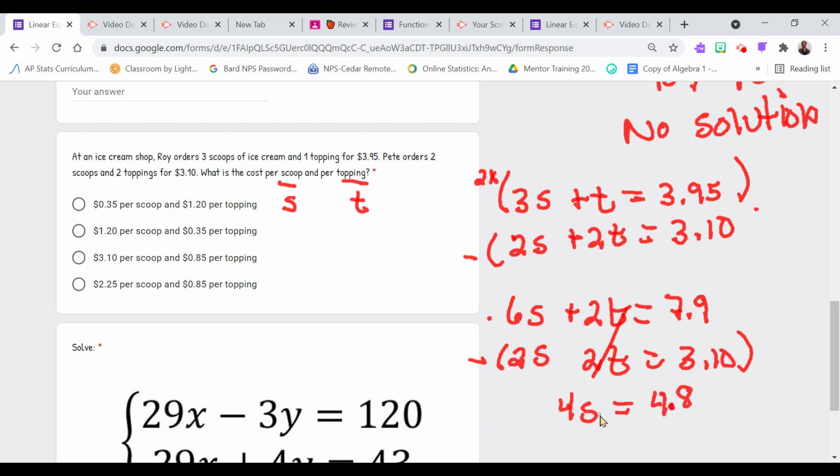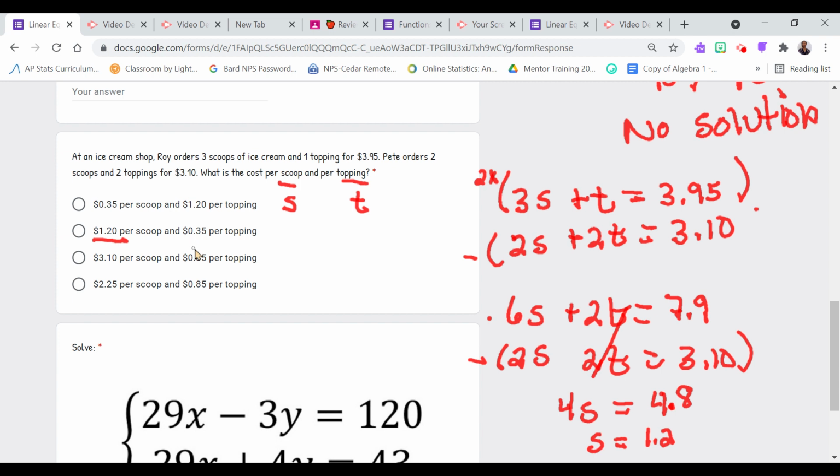And then my last step is I divide both sides by 4. So that gives me s is equal to 1.2. So my scoops are 120. And I look, actually, this is the only case where it's 120, right? So I know this is true. I could figure out if this is true.